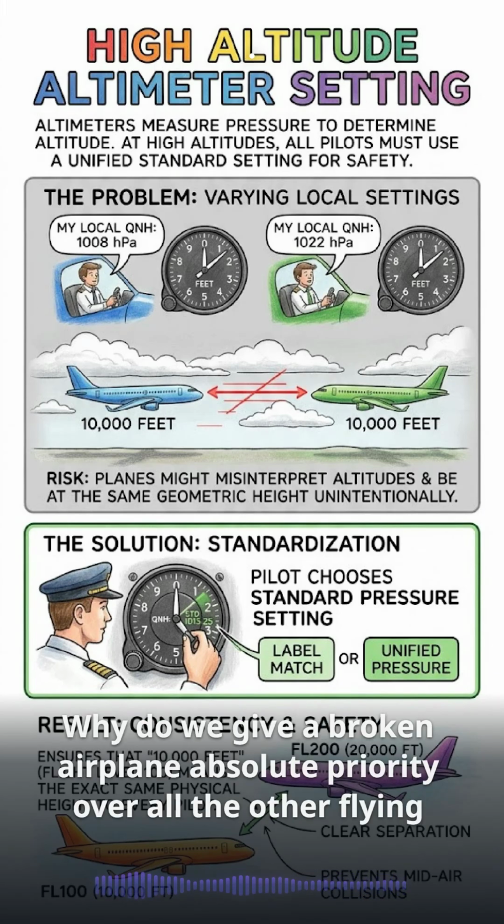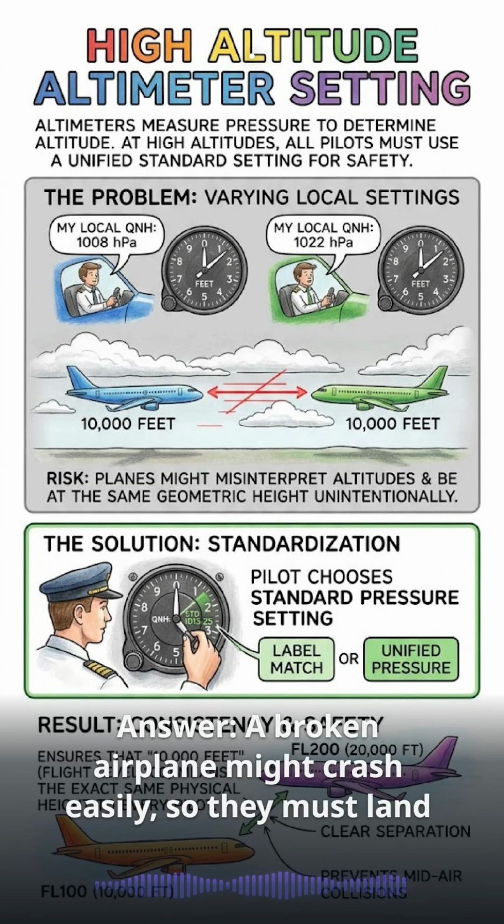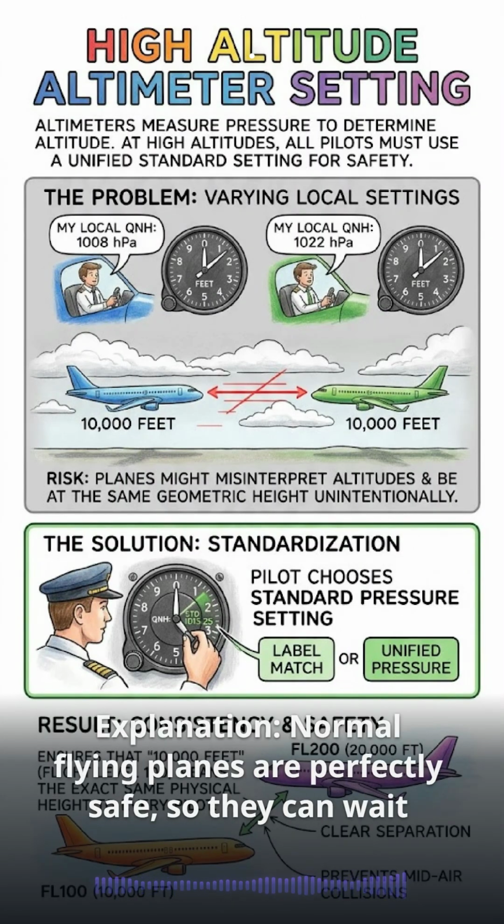96. Why do we give a broken airplane absolute priority over all the other flying sky traffic? A broken airplane might crash easily, so they must land on the ground very fast. Normal flying planes are perfectly safe, so they can wait higher up in the blue sky.